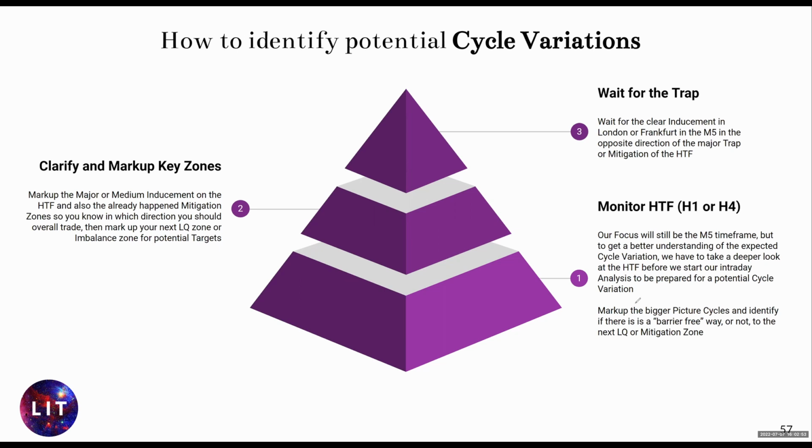Again, mark up the bigger picture cycles as we did before all the time. It's the same cycles all over again. I will show you exactly how to do it in a bit, right? But for now, just get in your head that you have to identify if there's a, quote unquote, barrier-free way, or if there's some sort of liquidity in the way.